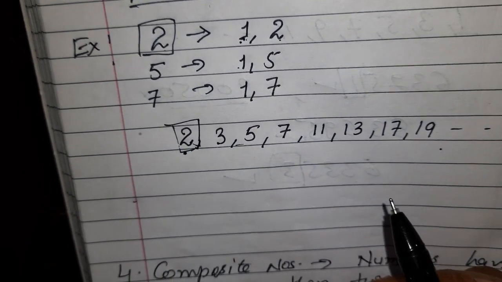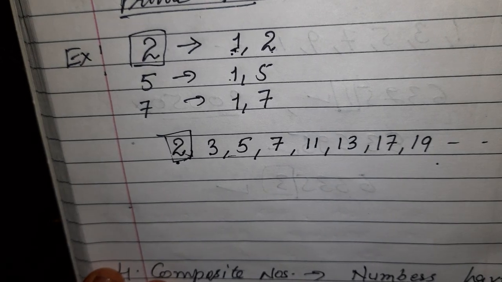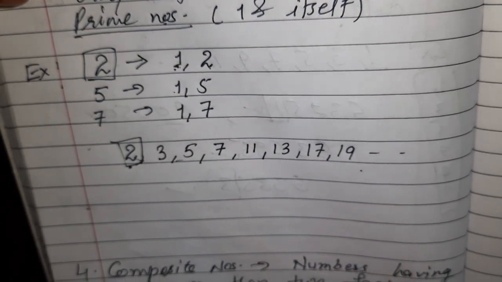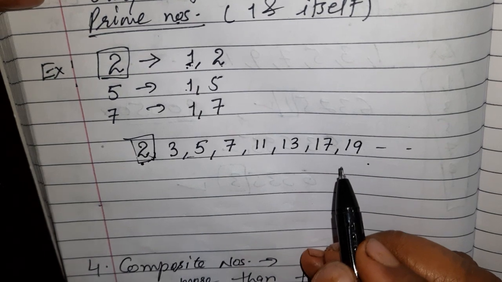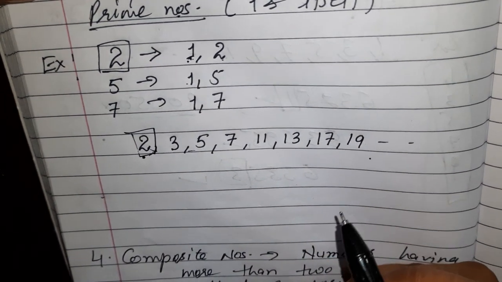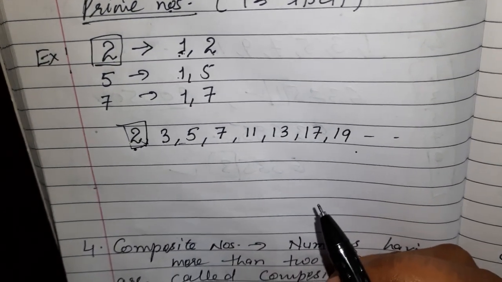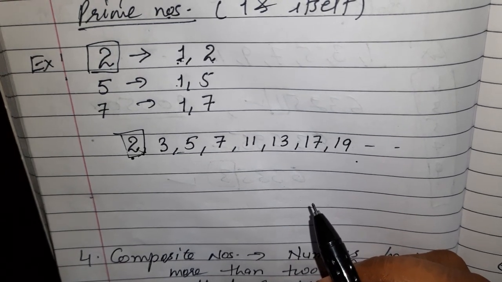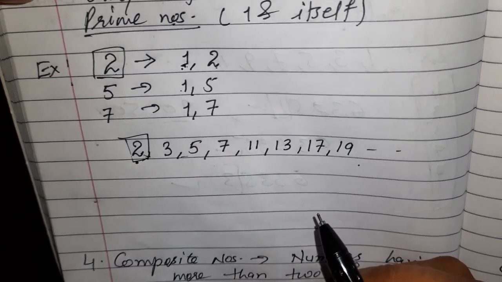Okay, now you see, this way you find the prime numbers if they have only two factors. So students, you have to learn the prime numbers between 1 to 100. How many prime numbers are present between 1 to 100?